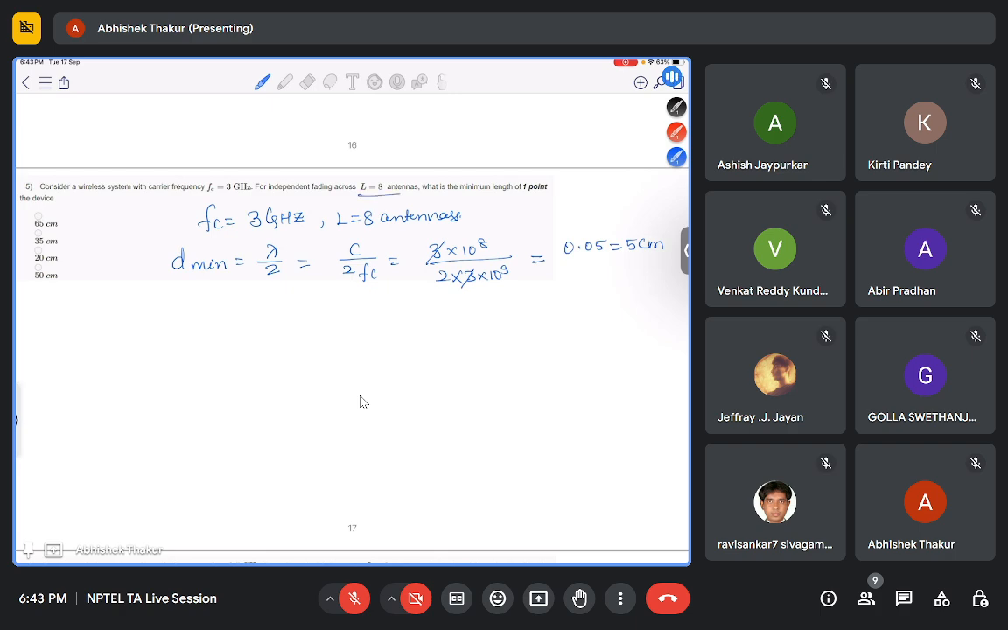Now here is the L antenna. L is equal to 8 antennas. So there are 8 antennas. So minimum size of device is equal to 7 into 5, 35 centimeter. So option B is the correct answer for this question.